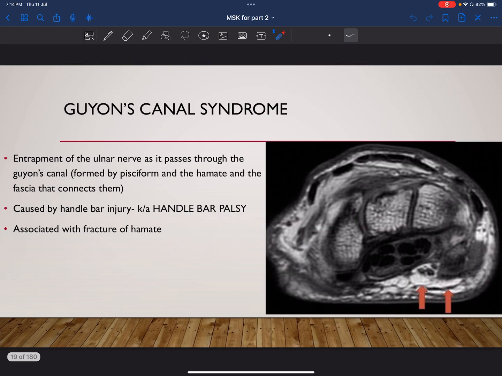Next, we move on to Guyon canal syndrome. Right, so Guyon canal, again, see now here, this is normal. This is the carpal tunnel, and on the ulnar side, there is the Guyon canal.